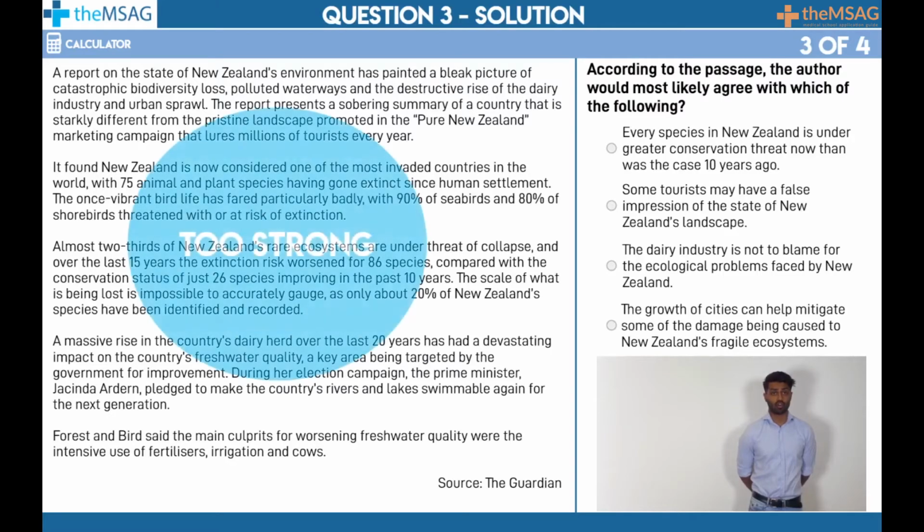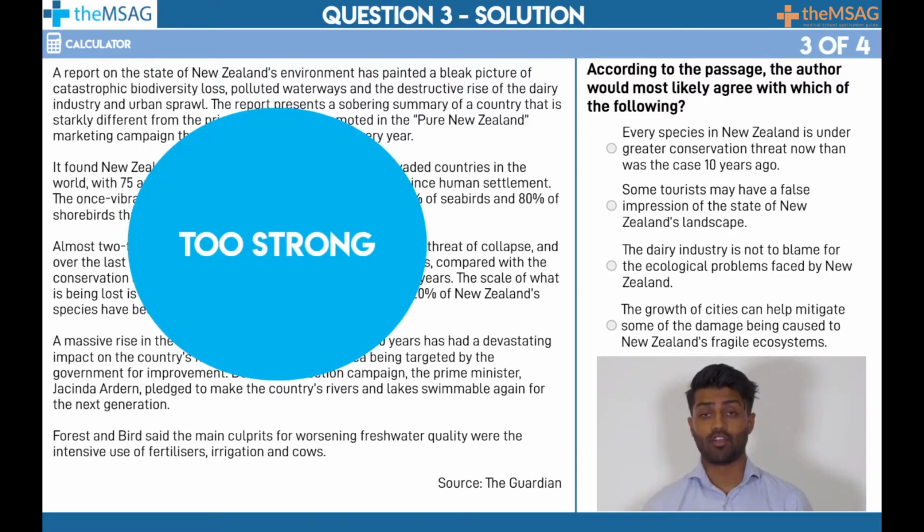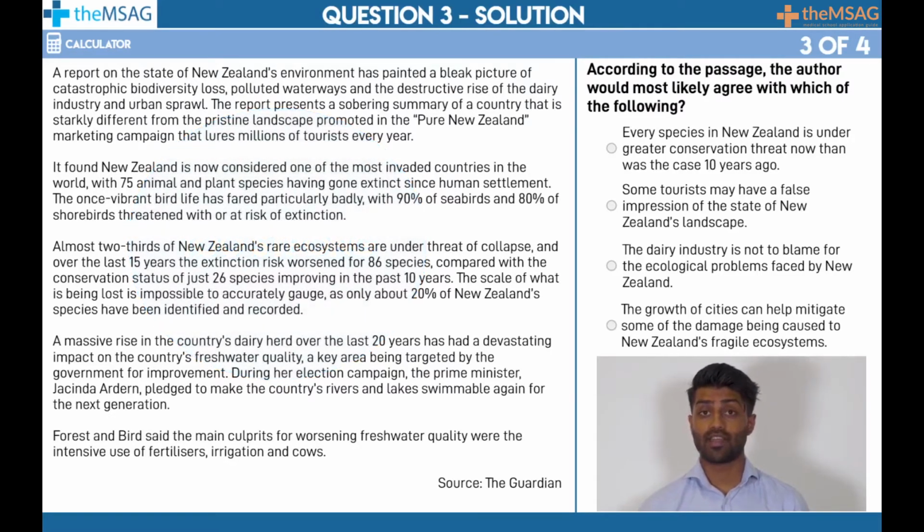Answer A is too strong. Not every species is under greater threat. In fact, the text states that the conservation status of just 26 species improved in the past 10 years. Both answer C and answer D are contraindicated by the text, which in the first paragraph describes the dairy industry and urban sprawl as destructive.